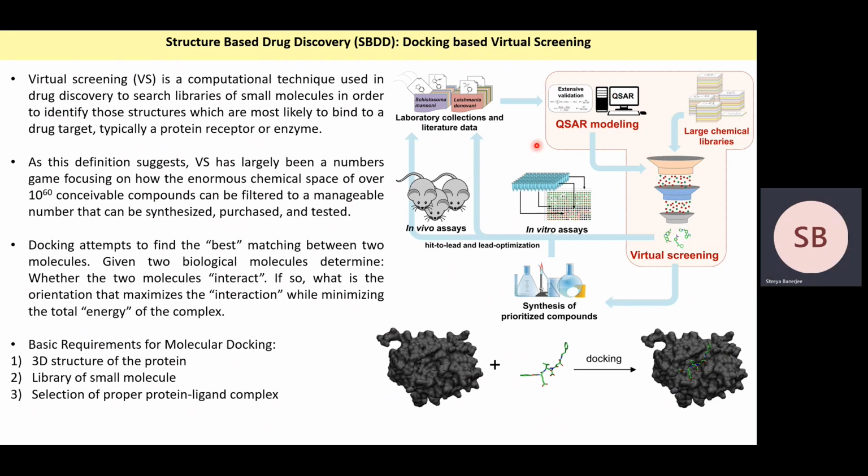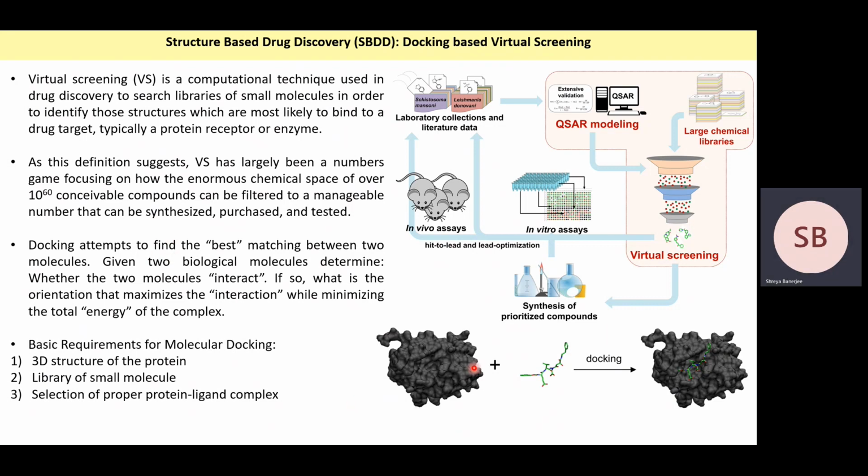That is, machine learning is used in order to predict which structures will have the best binding. And after virtual screening has significantly reduced the number of possible ligands, then in vitro and in vivo experiments can be done in order to lead optimize and find possible drugs for preclinical trials. So virtual screening reduces the experimentation to only that of prioritized compounds.